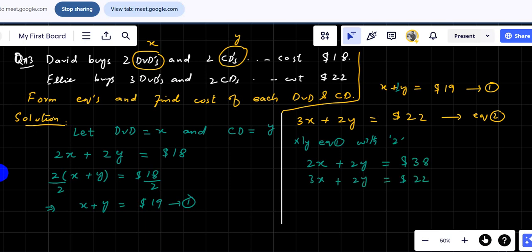So now should we add these equations or subtract? Perfect. Yeah, the difference is equal to 4, so it will be x equals 4. Oh, sorry. Yeah, x will be 4.